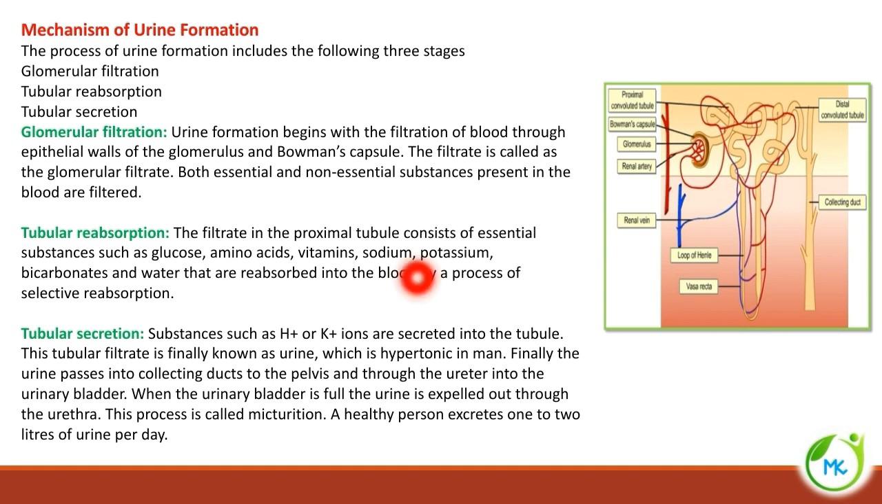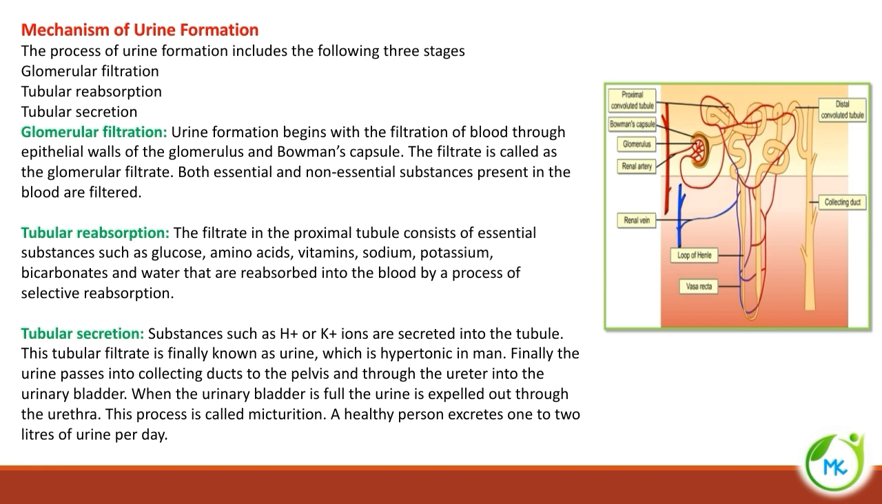Next is tubular reabsorption. The filtrate in the proximal convoluted tubule will contain the essential substances. The essential substances are glucose, amino acids, vitamins, sodium, potassium, bicarbonate and water. So all these are essential substances. These essential substances will be reabsorbed into the blood by the process of selective reabsorption.